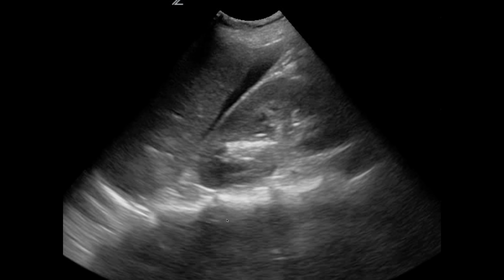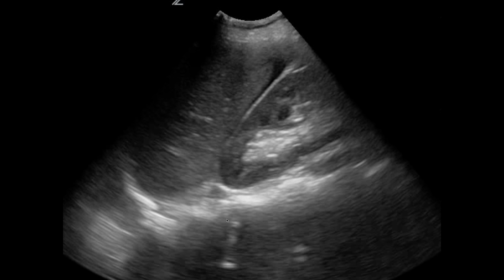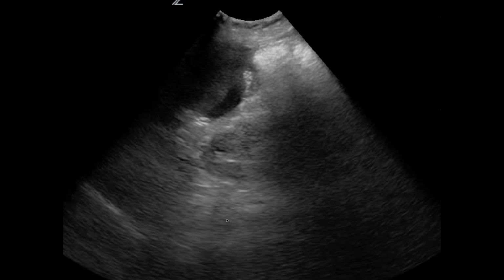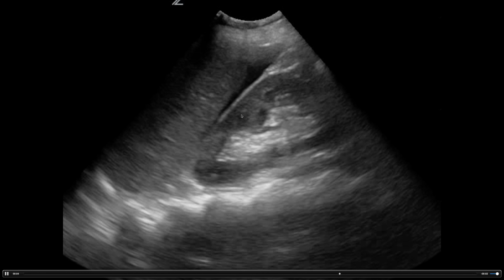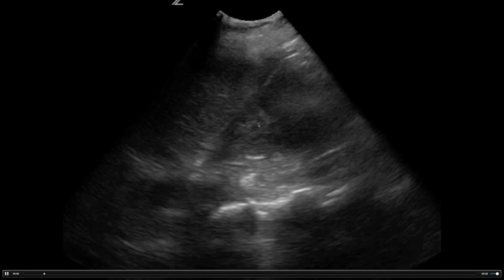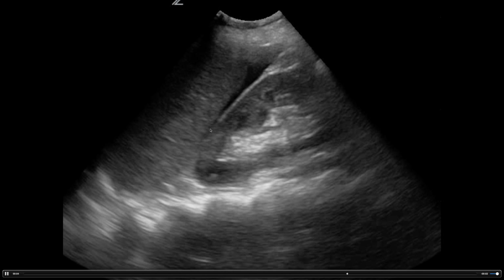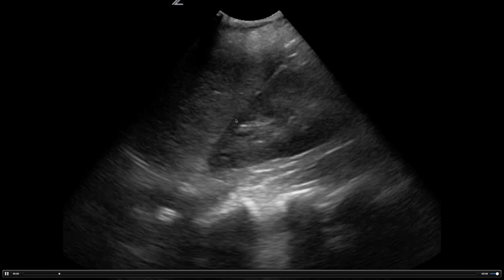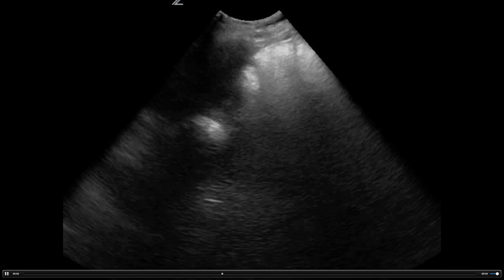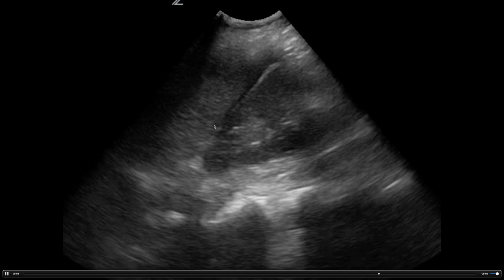Positive or negative? Positive, right? So Morrison's pouch right in the middle here of your screen, interface between the kidney and the liver. Notice how free fluid is sharp. This is a major feature, one of the few things that if you take home from this talk will be really useful for you.